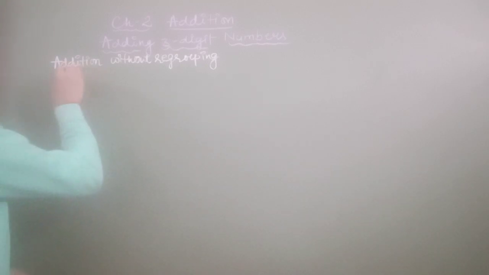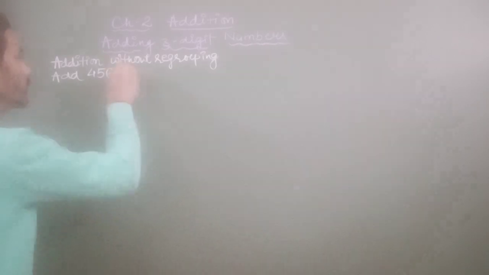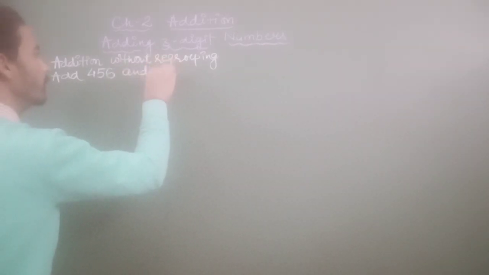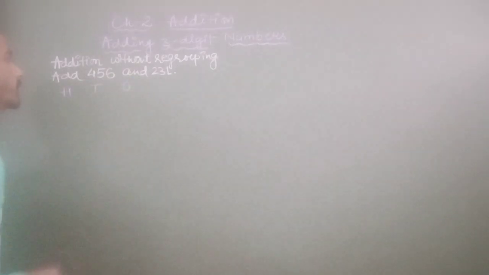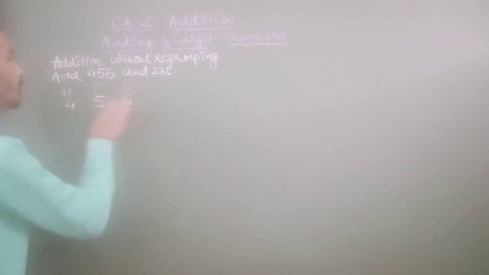Addition without regrouping. In this topic, there is an example: add 456 and 231. We write them in a column with hundreds, tens, and ones: 456 plus 231.